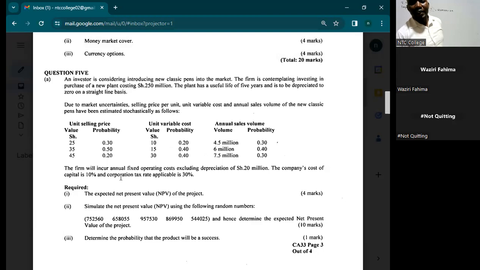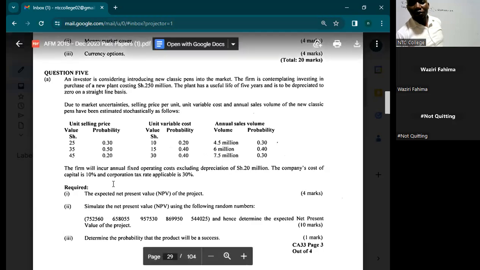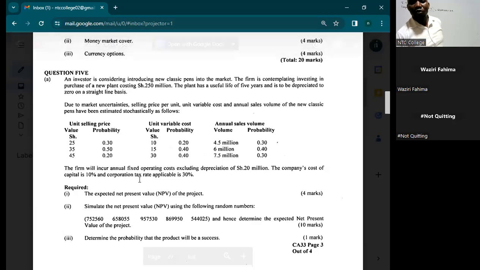The firm will incur annual fixed operating cost excluding depreciation. So this cost does not have depreciation in it. It is just a normal fixed cost before depreciation. Depreciation you can calculate. It is 50 million. Out of that 50 million, we have normal fixed cost. The company's cost of capital is given as 10%, and corporate tax is applicable as 30%.